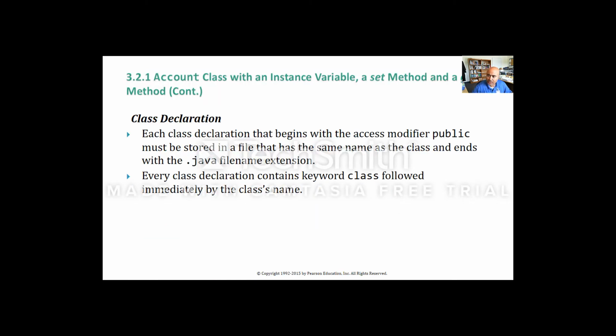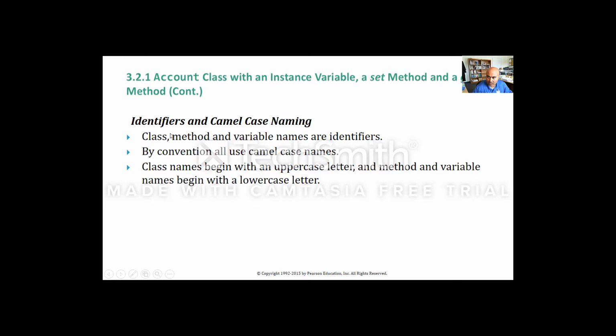What I just explained to you is all in these slides. So it has to be saved with a .java file name extension. It is going to be a class. You can compile it, but it is not going to be runnable, or you cannot run it. Okay, so class, method, and variable names, they are called identifiers.